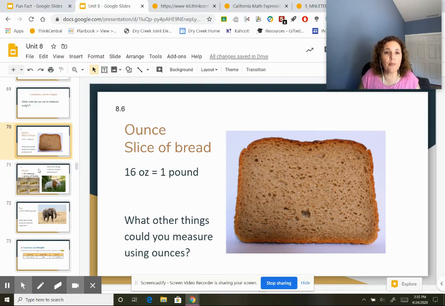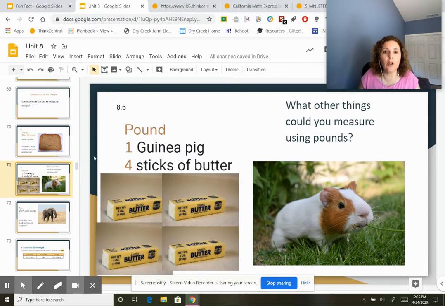So now let's look at pound. That's probably what you're most familiar with and what you've heard the most. Remember, a pound is 16 ounces. It's also about the weight of a guinea pig. One guinea pig is about a pound, okay? Four sticks of butter is also about a pound. So if you don't have bread and you want to see how much a pound is, the container of butter that you get from the grocery store is about a pound, okay?